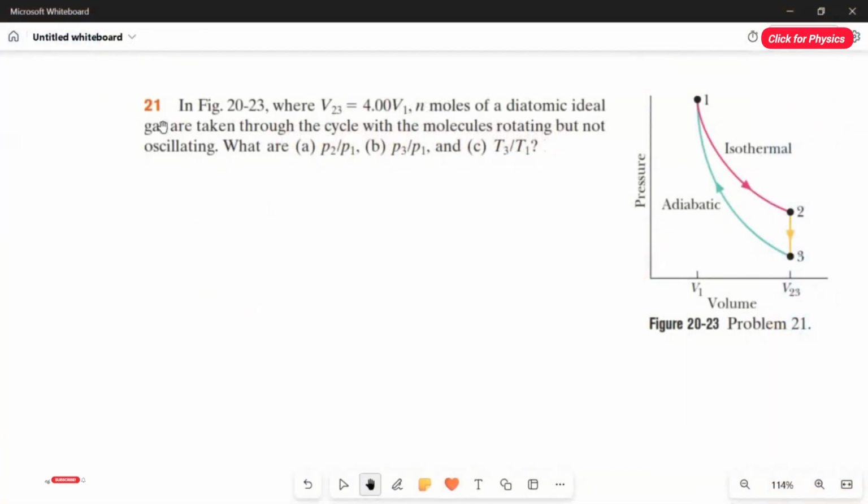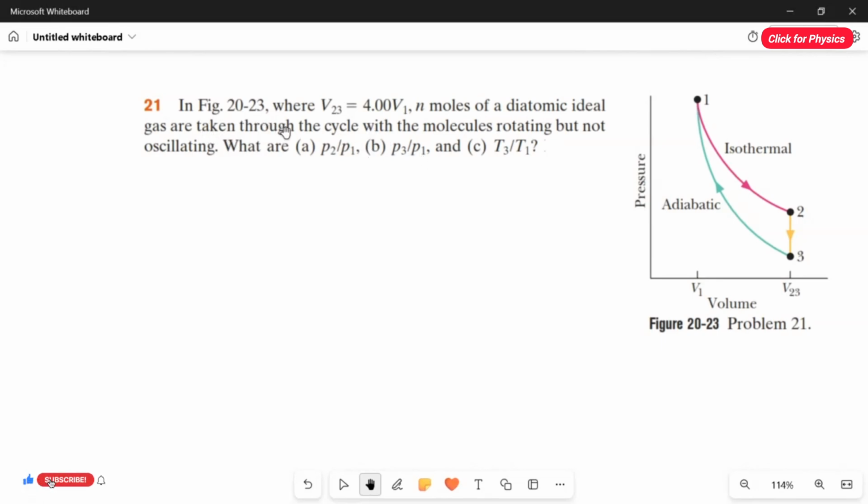Problem number 21. In this question, we have to solve 15 sub-questions. So I'm going to make 4 videos for this question. In the first part of the video, I'm going to solve the first 3 questions. So let's read what is given in the question.